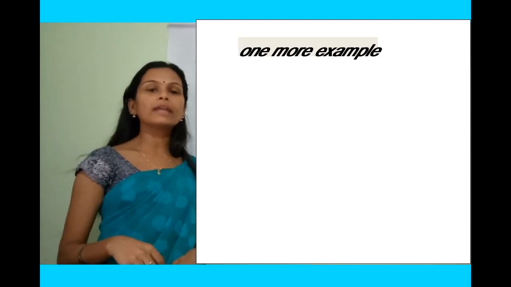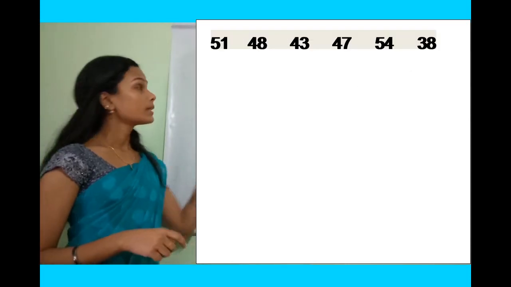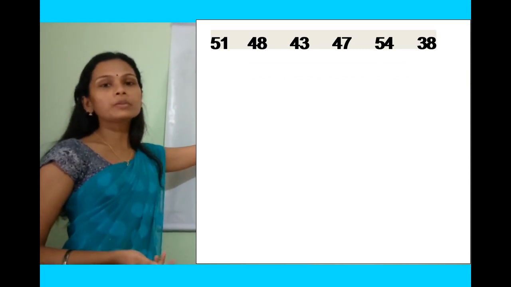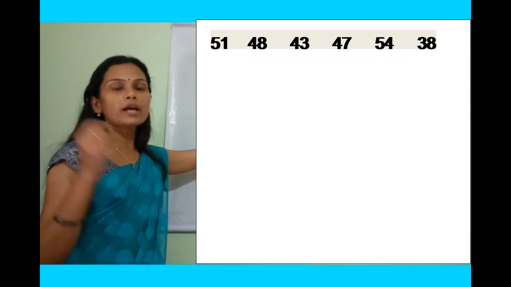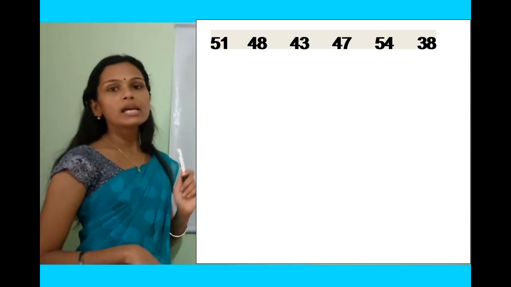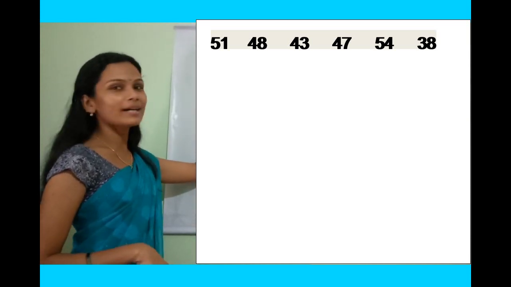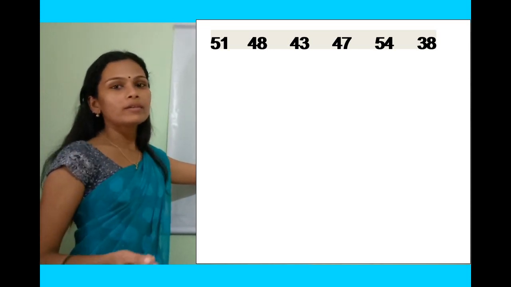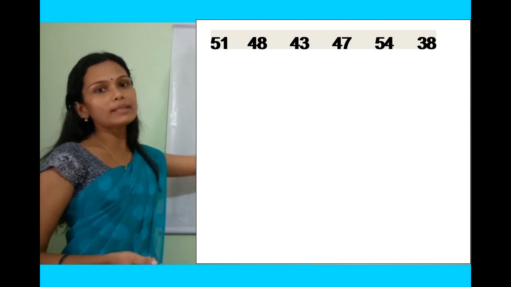Dear children, can we do one more example for ascending order? 6 numbers are given here. What do we have to do? We have to arrange these numbers in ascending order, which means from small to big. First of all, we have to find out the smaller number. As we can see, all the given numbers have 2 digits. So what do we have to do? We have to compare the first digit of each number.